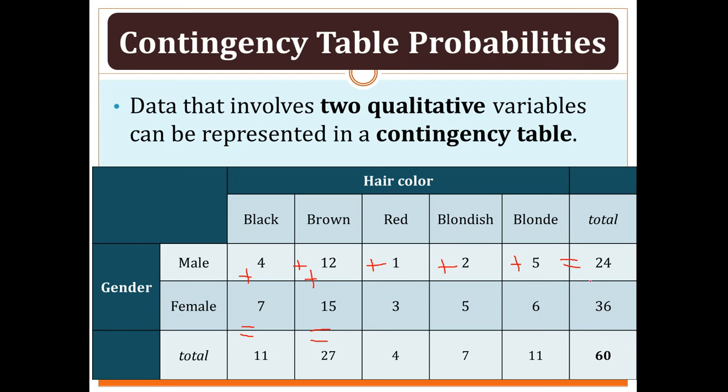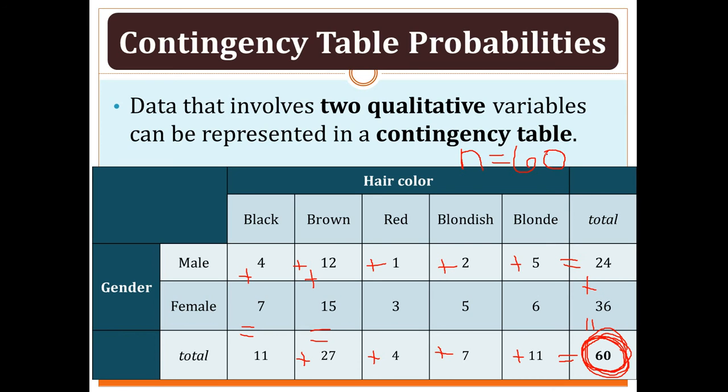And then at the very end, this 60 comes from totaling those totals. So 24 plus 36, that equals 60. Or 11 plus 27 plus 4 plus 7 plus 11, that also equals 60. So this bottom number down here, this 60, that's bolded, that's always your sample size. So that'll be lowercase letter n. We know now that there were 60 students sampled.